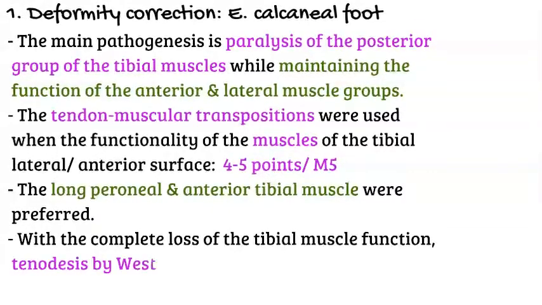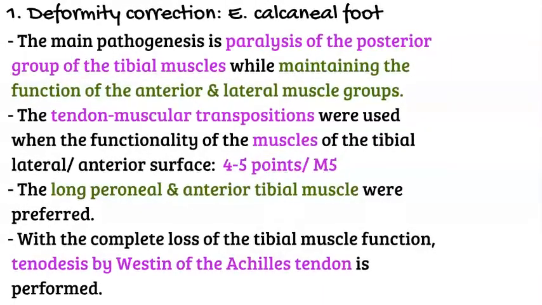The long peroneal and anterior tibial muscles were preferred. With the complete loss of the tibial muscle function, tenodesis by westing of the Achilles tendon is performed.